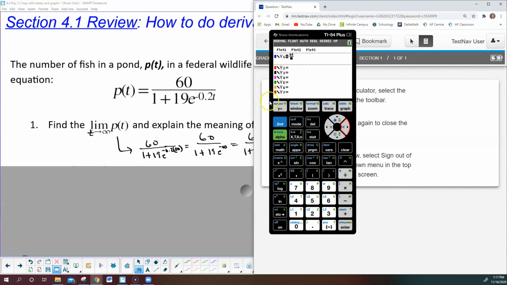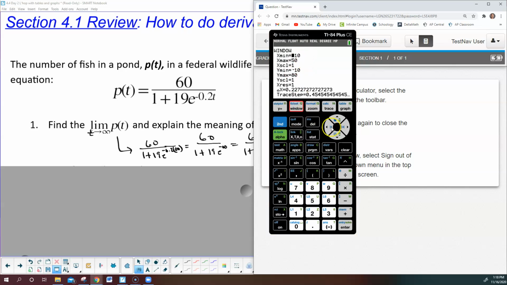I'll just press down or over. I'm going to do 1 plus 19 to get e, that's second ln. And then I've got to go negative 0.2. And we use x instead of t here just because x is our independent variable. Okay, so I plugged this in. Now, if I just hit graph, on my graph, I know from the answer from number 1, I have to see at least 60 in the y maximum.